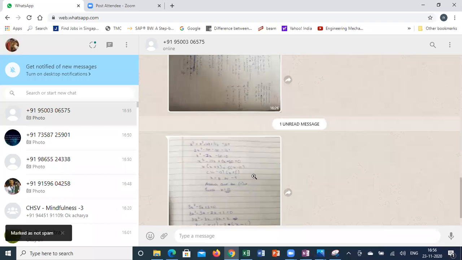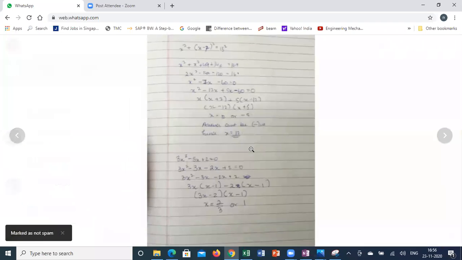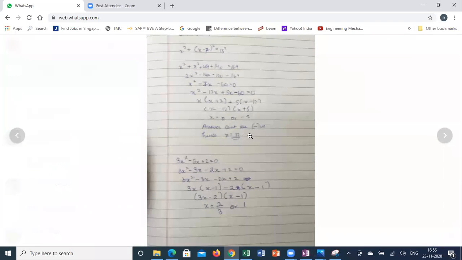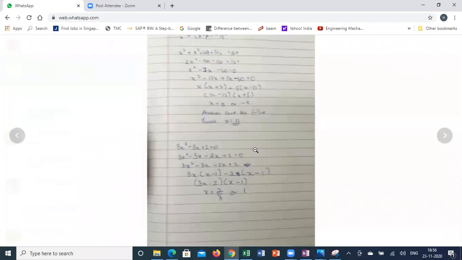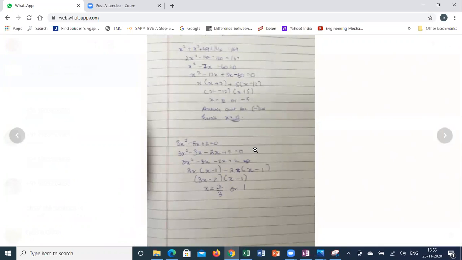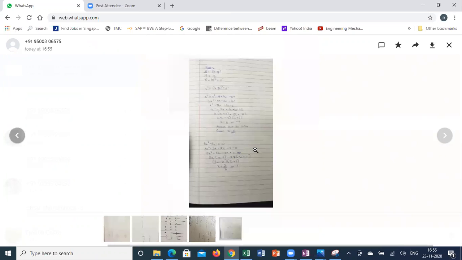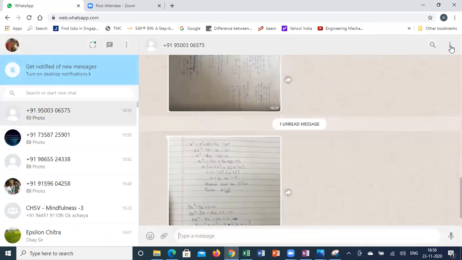Who is this? Sir, mine, sir. No, I think this is a factorization. I'm expecting the completing the square method. Got it what I'm asking? Yes, sir. Do the same question in another method, the completing the square method.